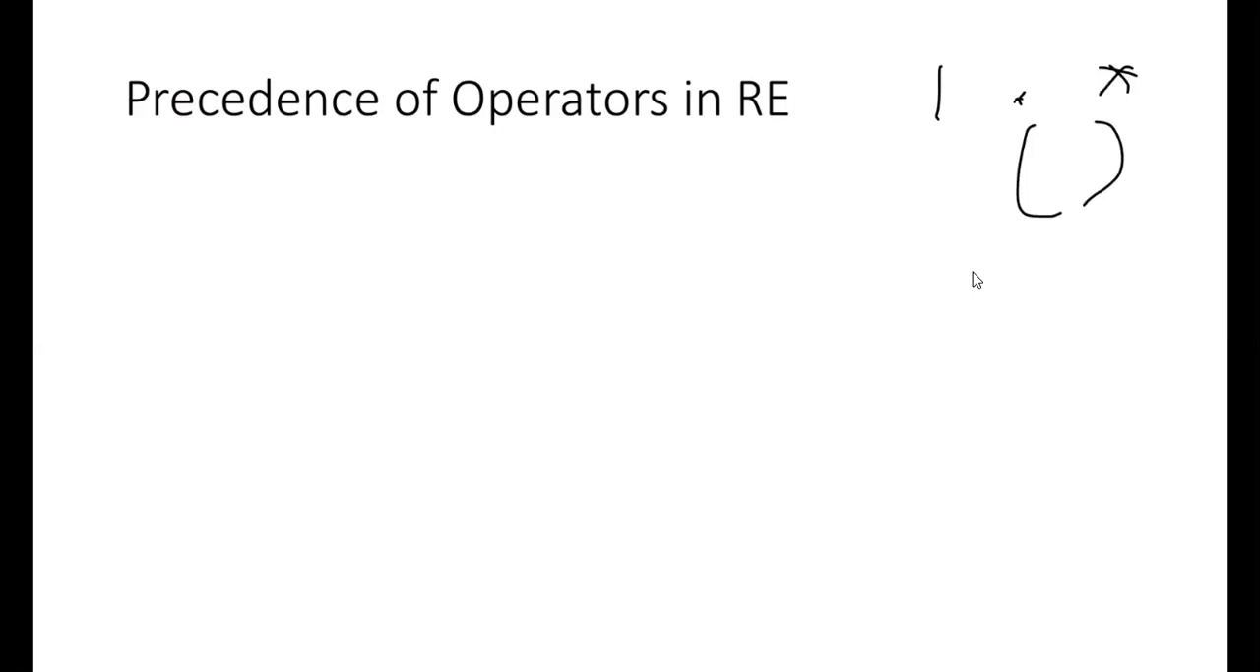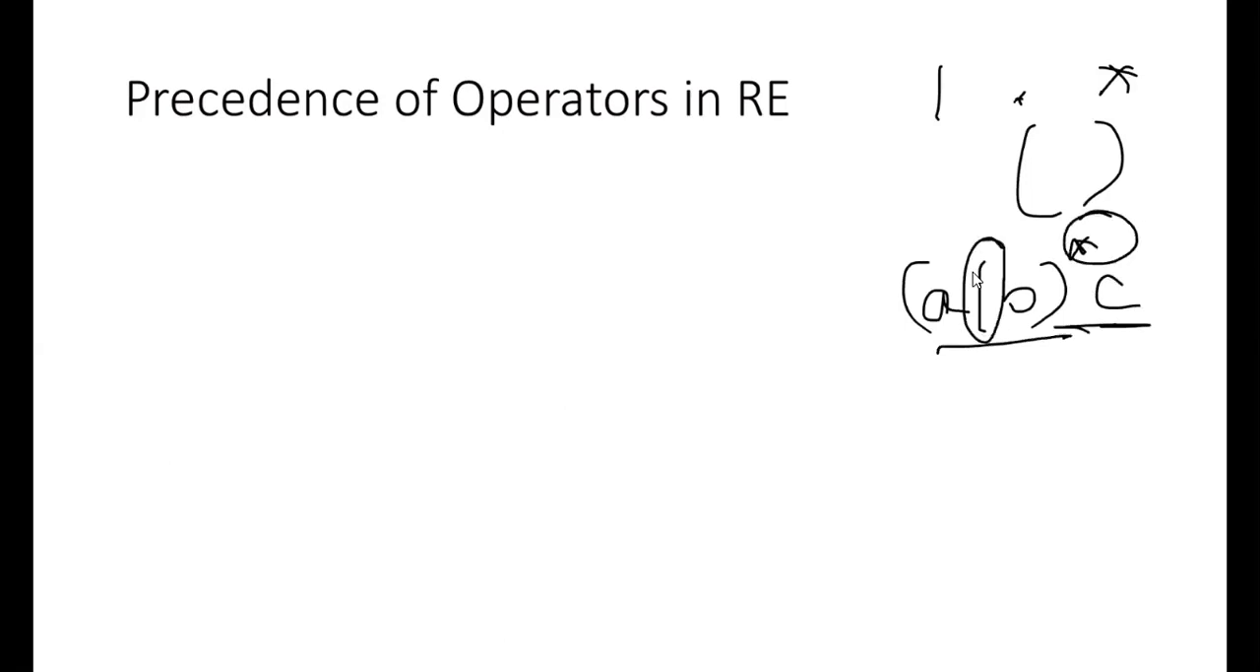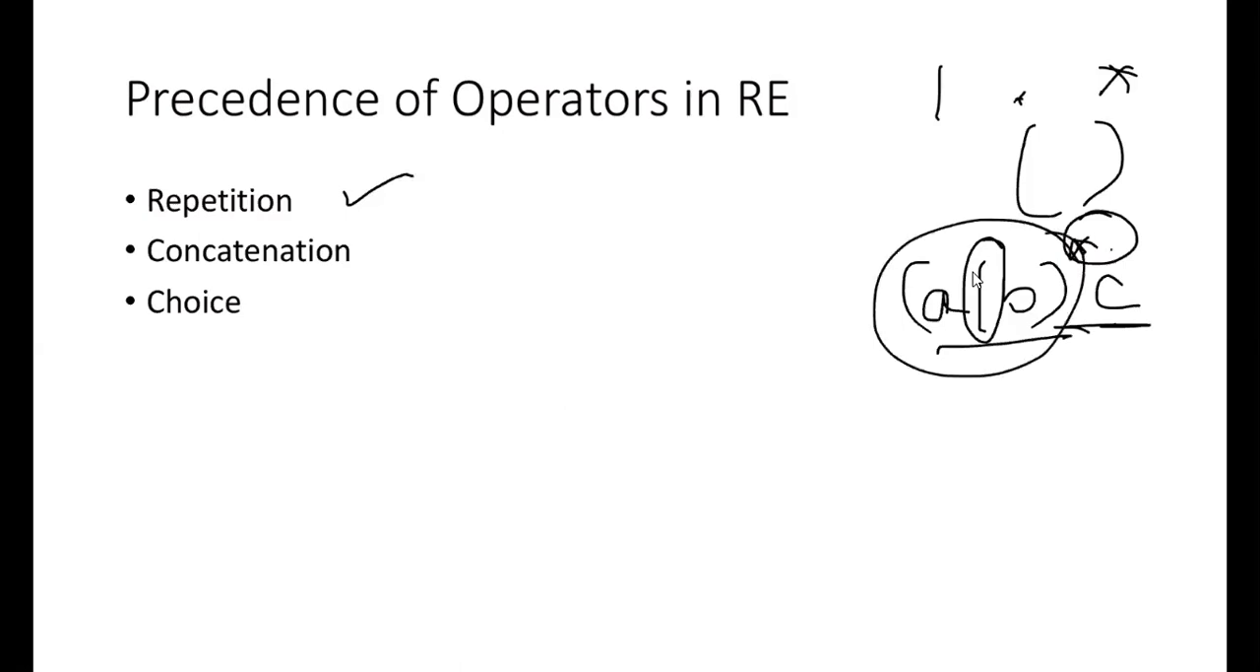Which one will you execute first? Suppose you have an expression like this: A or B star C. Here you have concatenation, you have choice, you have closure. So which one should be done first? There is a precedence among these operators. Precedence is like this. First is your repetition, so first you will do this star. Then comes concatenation, and then comes your choice. So choice has the last precedence. This is about the precedence of the operators.